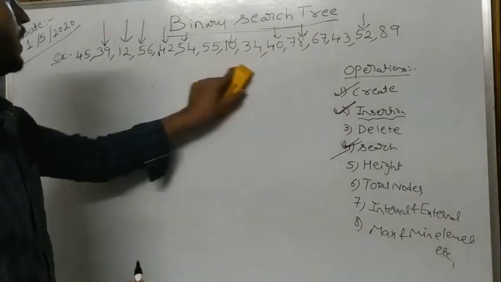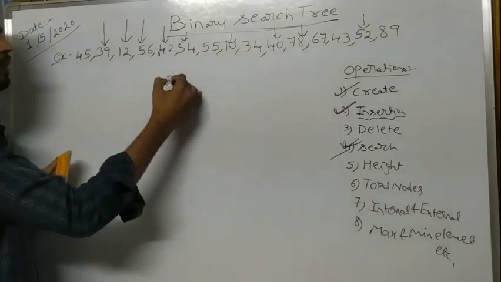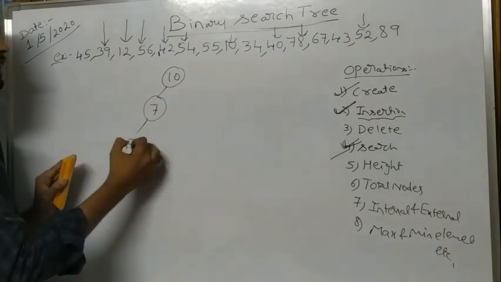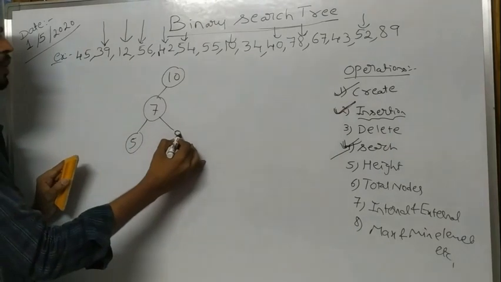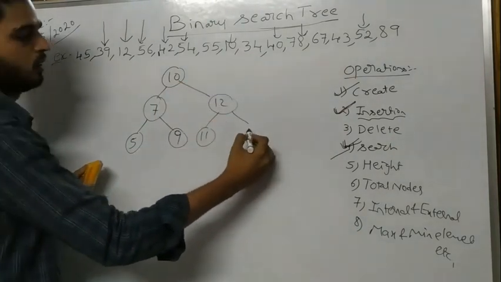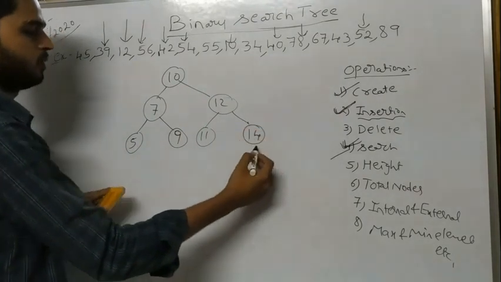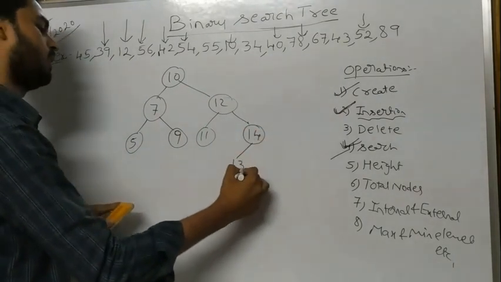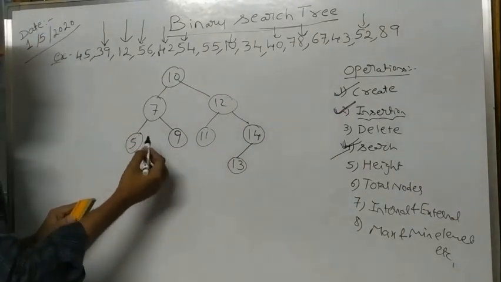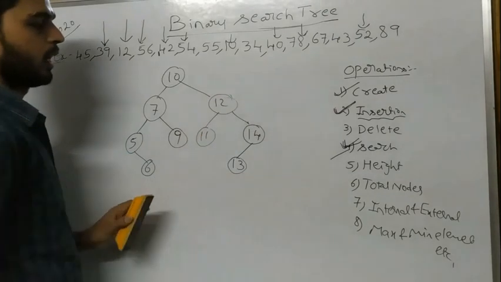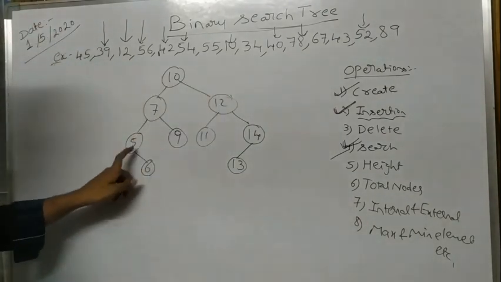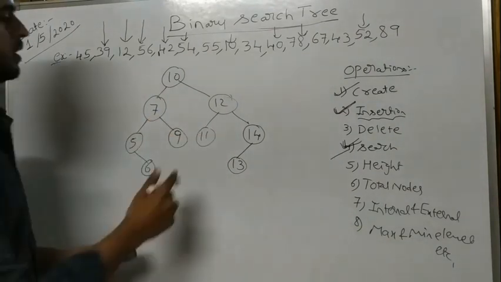or else I will take a normal example: 10, 9, 7, 5, 9, 12, 11, 14, and then I am taking 13. Here I am taking 6. Okay. So is it a complete binary search tree, right? Yes, it is a binary search tree. Why? Because it is following all the rules. 5, 6, 7, 8, 9, 10, 11. Yes, it is a binary search tree.